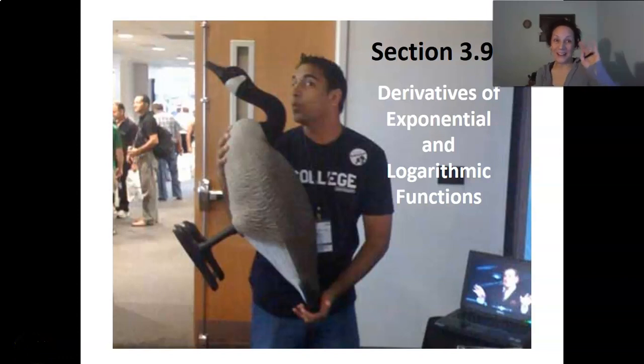Hi everybody! We are nearing the end of our derivatives unit. We are on the way to knowing how to take the derivative of all the things. Today we are going to talk about exponential and logarithmic functions.